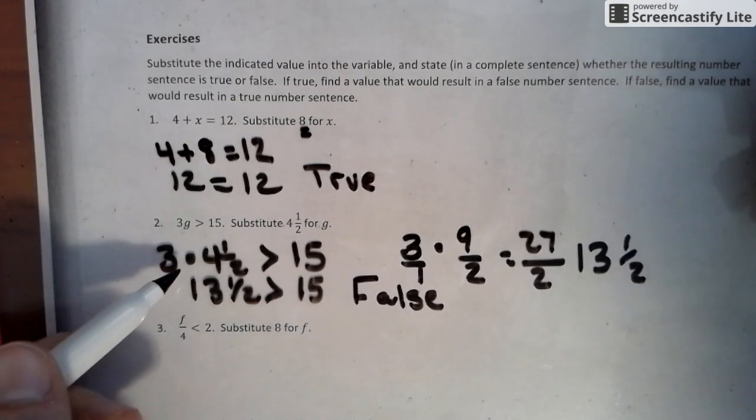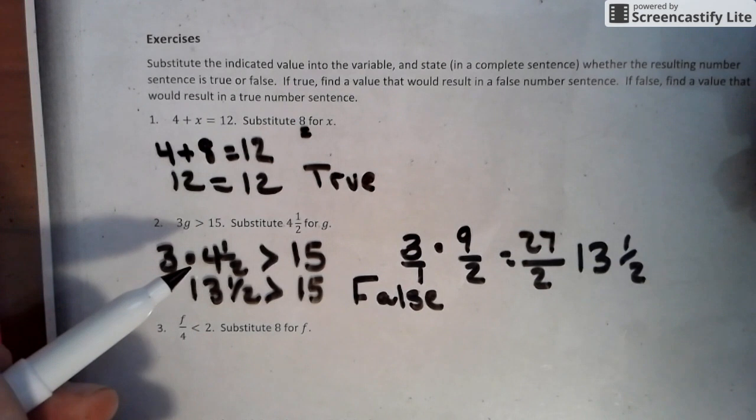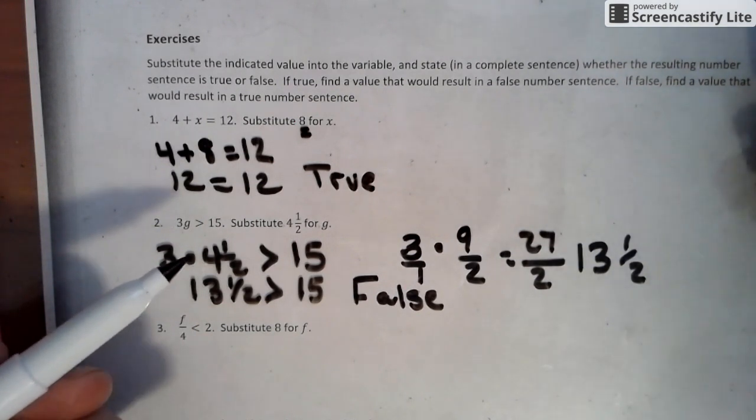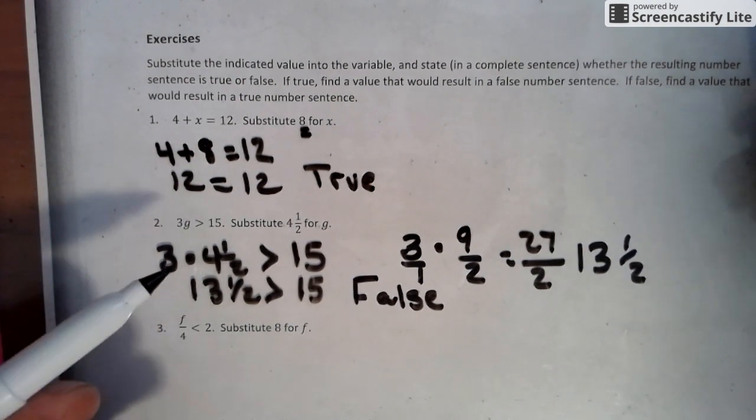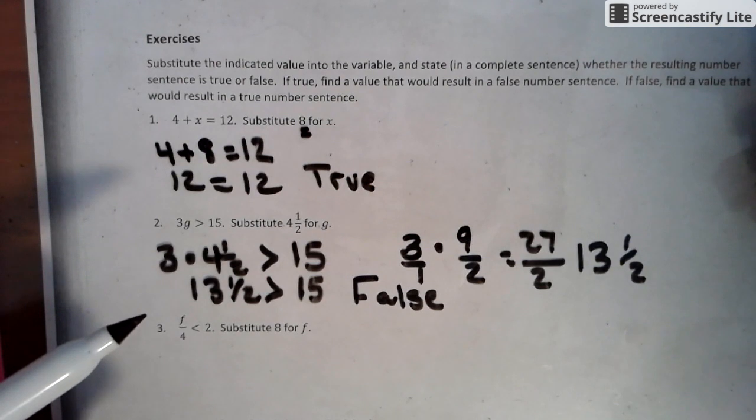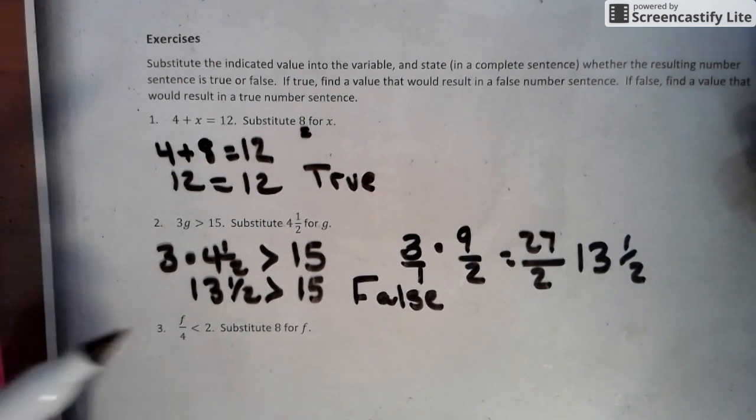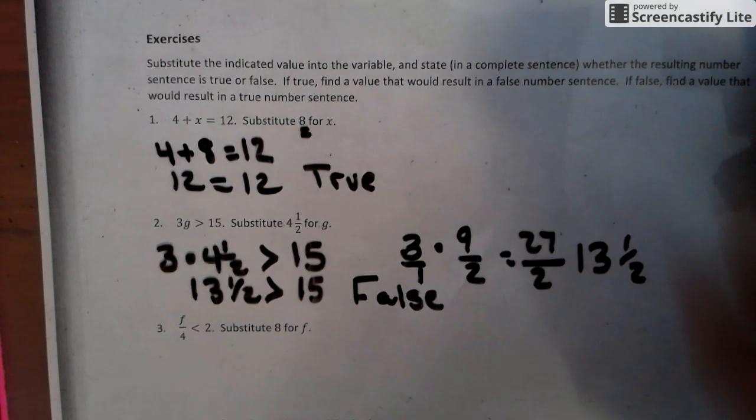Find a value that would result in true. Well, 3 times 5 would be 15, and 15 is not greater than 15. So anything bigger than a 5 would hold true to this statement. You could say 6, 5.5, 7, 8, all those would be true. So anything greater than a 5 would make that statement true. Okay? All right. So I'm going to move down a few more.